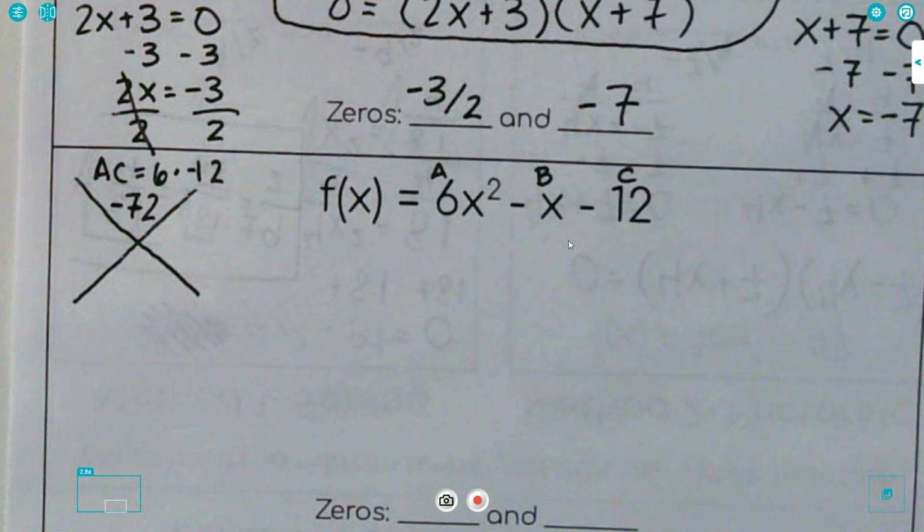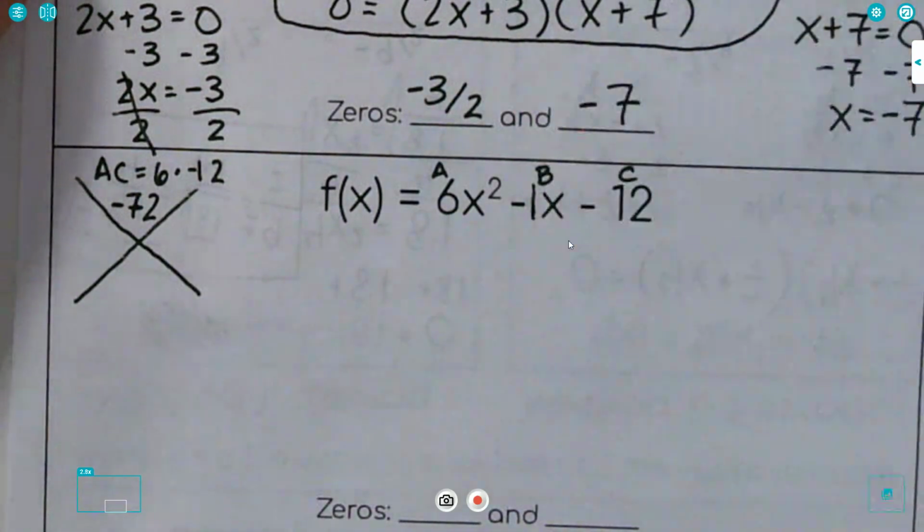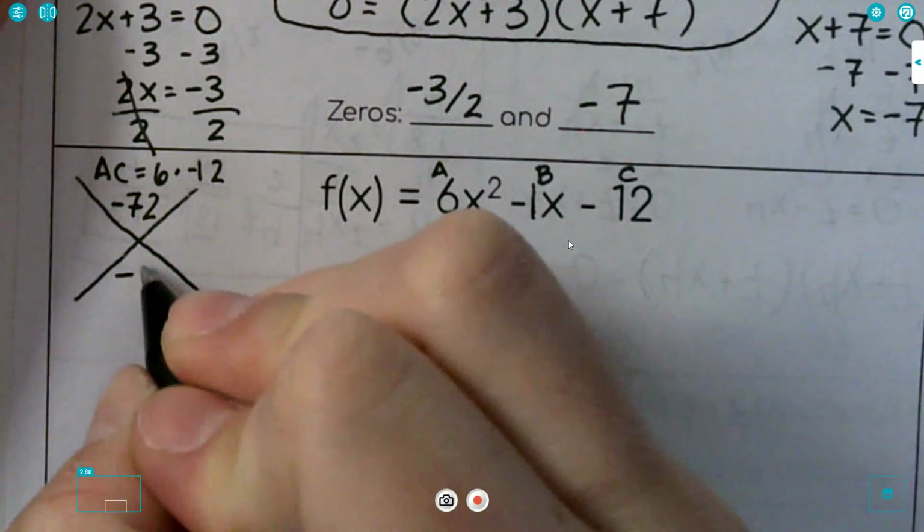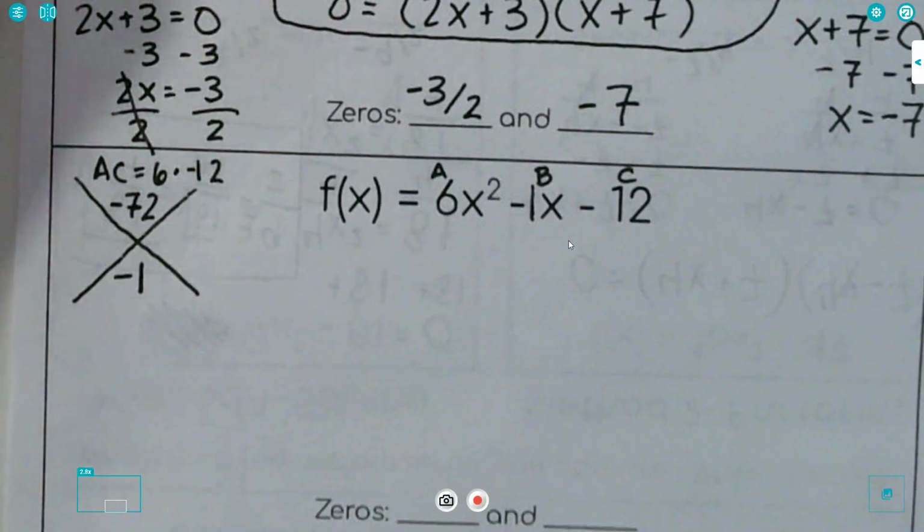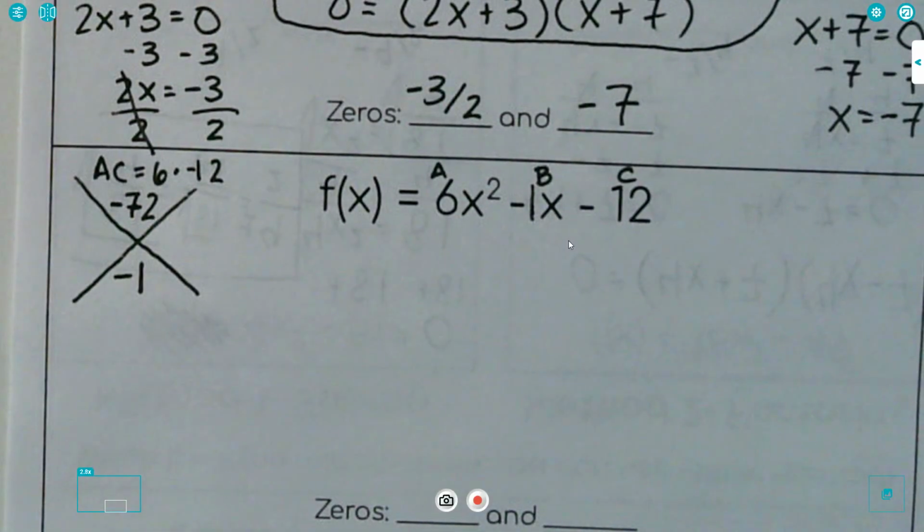Next question, what's my B value? Negative 1. So there's an imaginary 1 there. Negative 1 is what I'm trying to add to. Okay. So then we're sitting here, we're saying, I need to multiply to negative 72. I need to add to negative 1. So that means that the numbers that are going to multiply to 72 only need to be 1 apart from each other, and only can be 1 apart from each other.